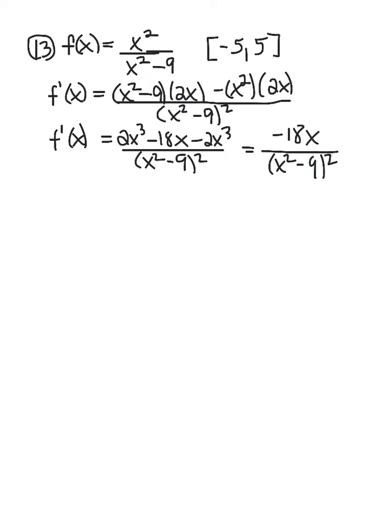Now remember what we did yesterday. Yesterday we determined critical points on a sign chart based upon three things: 1, endpoints of an interval; 2, where the derivative equals 0; and 3, where the derivative is undefined. The derivative is going to equal 0 where the numerator is equal to 0, and the derivative is going to be undefined where the denominator of the derivative is equal to 0.